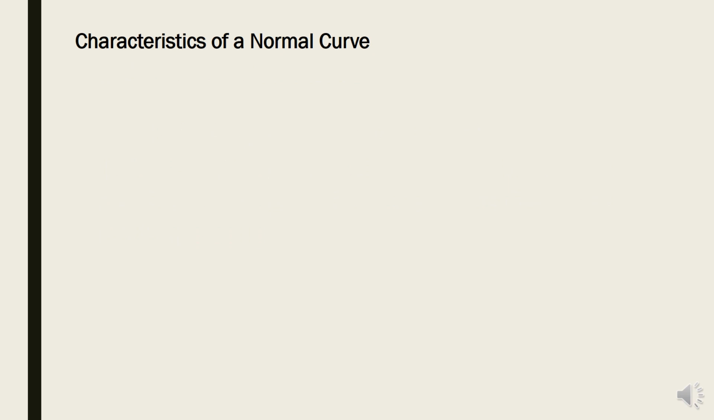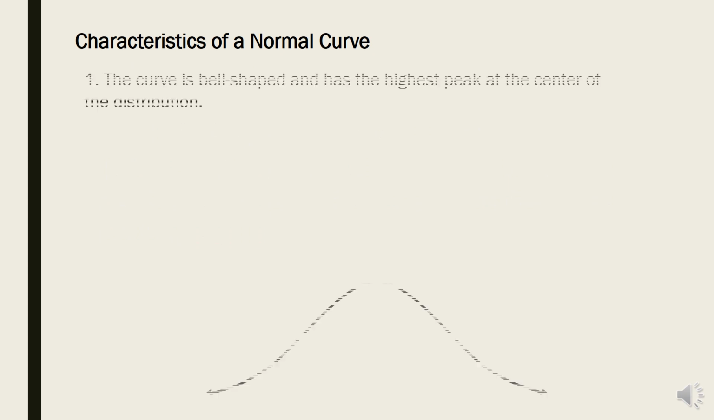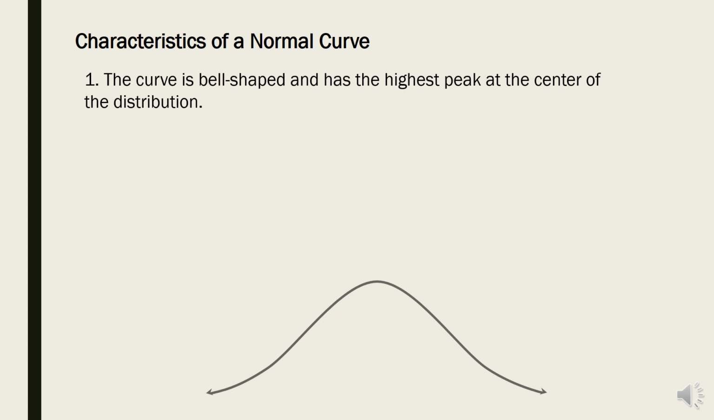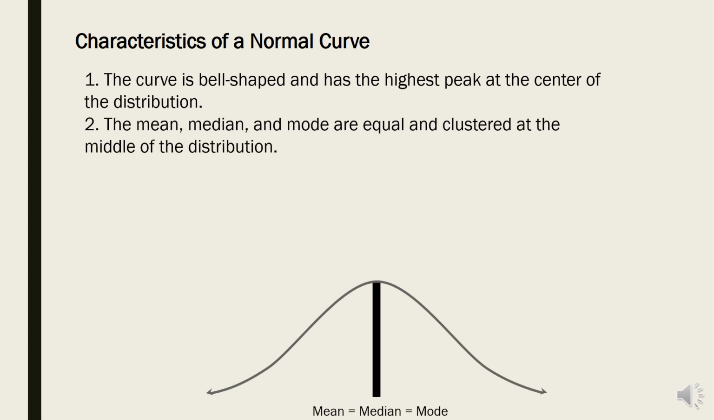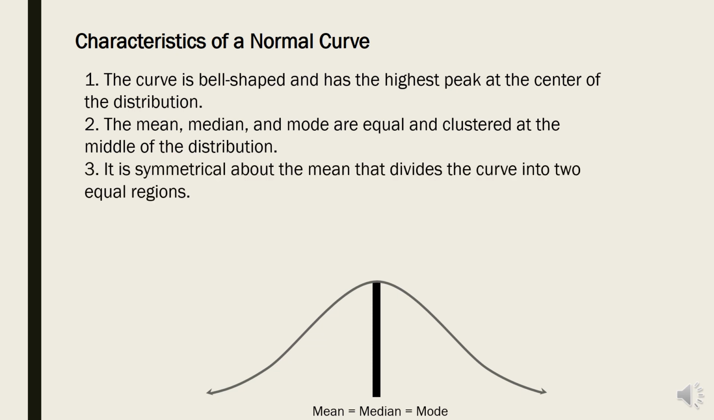These are the characteristics of a normal curve. First, the curve is bell-shaped and has the highest peak at the center of the distribution. The mean, median, and mode are equal and clustered at the middle of the distribution. It is symmetrical about the mean that divides the curve into two equal regions, 50% from the left of the mean and 50% from the right of the mean of the distribution.